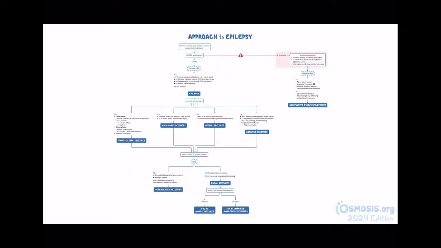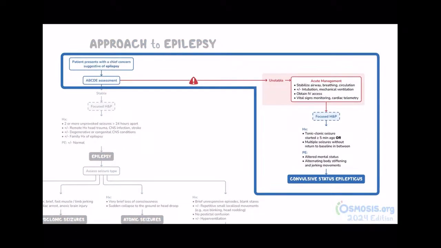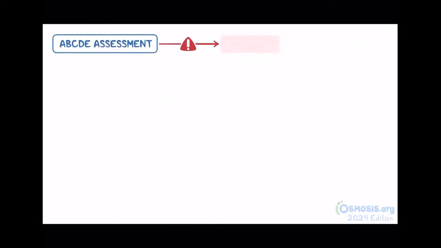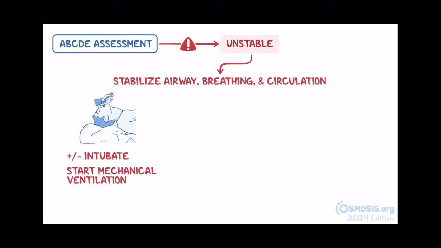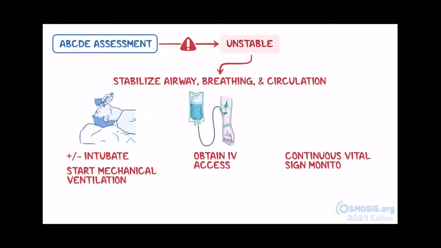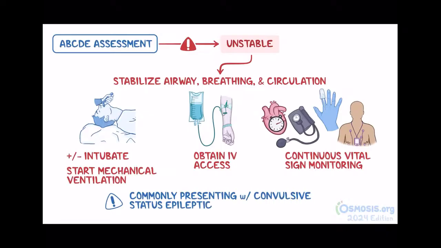All right, if a patient presents with a chief concern suggestive of epilepsy, first perform an ABCDE assessment. If the patient is unstable, stabilize their airway, breathing, and circulation. You might need to intubate your patient and start mechanical ventilation. Next, obtain IV access and put your patient on continuous vital signs monitoring, including heart rate, blood pressure, and pulse oximetry, as well as cardiac telemetry. Most commonly, unstable individuals are presenting with convulsive status epilepticus.